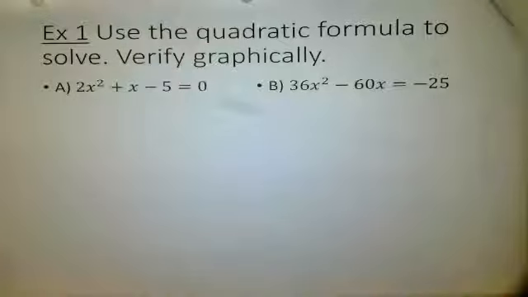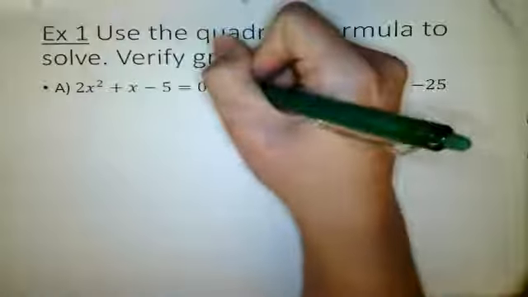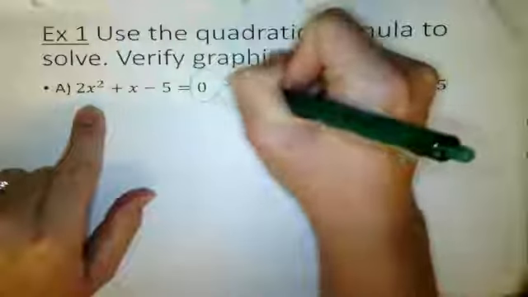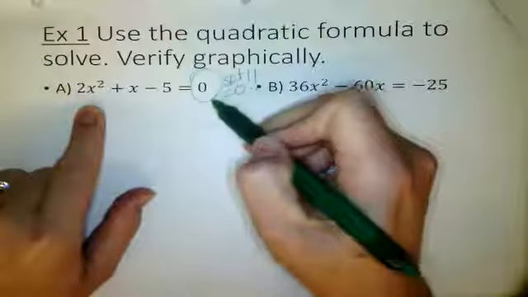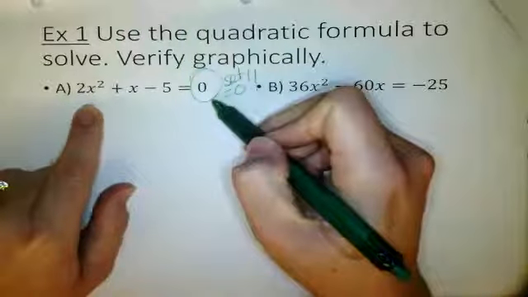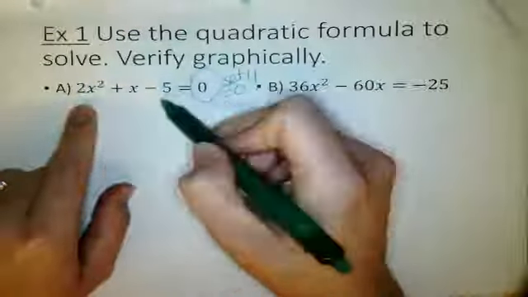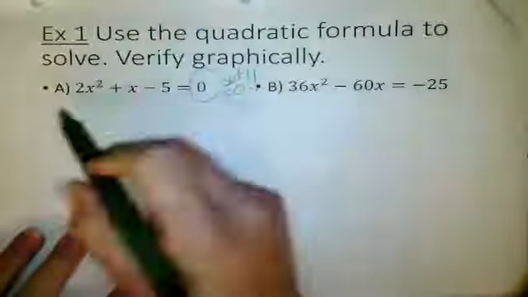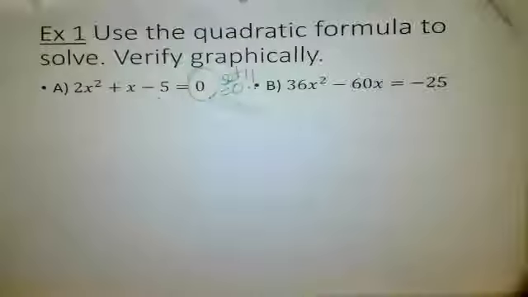So first of all, what is the first step in using the quadratic formula? The first step is to put it in standard form, that general form. It must be set equal to 0. Make sure your equation is set equal to 0 and that we're in that general form, ax squared plus bx plus c. This first one's already in that form for us.